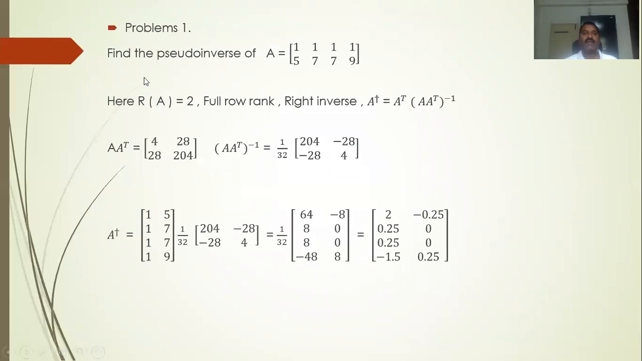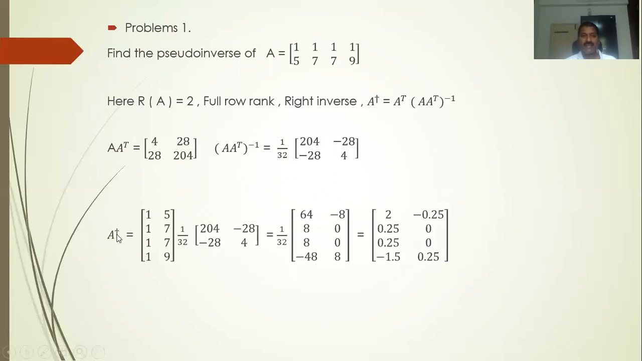Find the pseudo inverse of A. This is a 2 by 4 matrix, and we see the rank of A is 2, which equals the number of rows. So it's a right inverse. So A plus equal to A transpose times (A A transpose) whole inverse. Once A is known, we calculate A A transpose, which is a symmetric and square matrix. The inverse does exist. The inverse is 1 by determinant of A into adjoint of A, and from earlier classes, you know how to find the inverse.